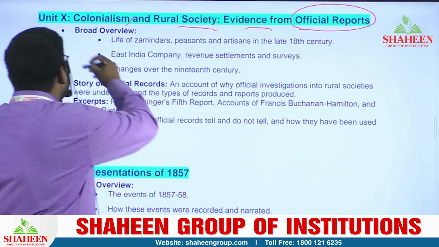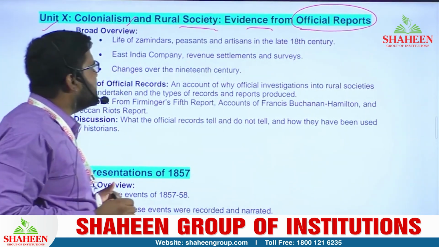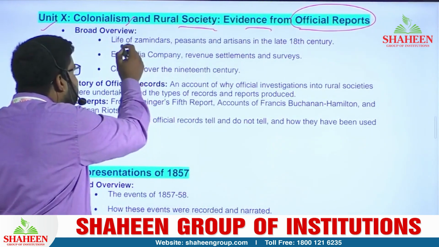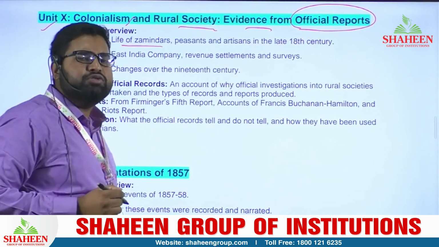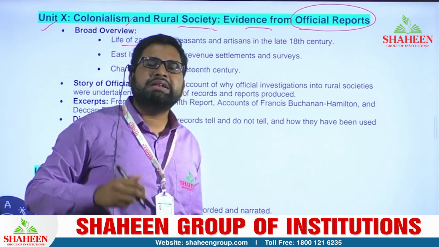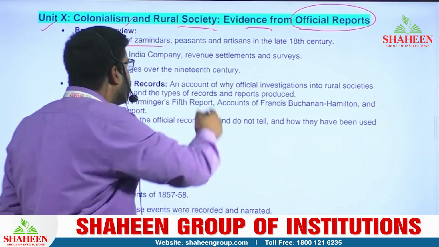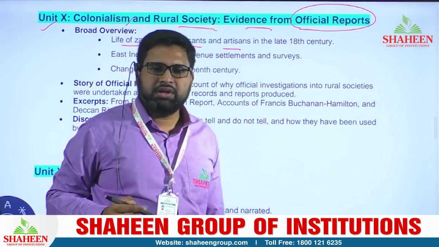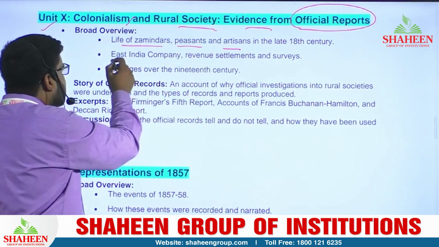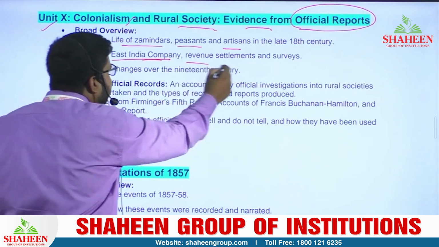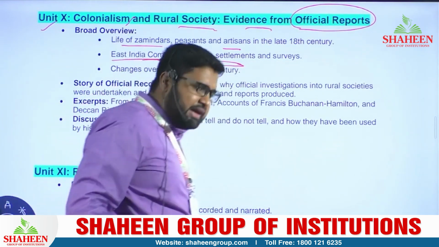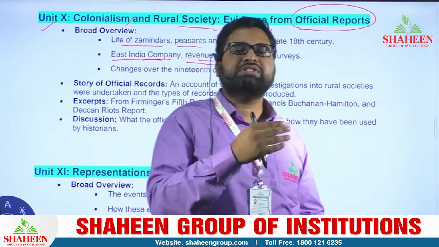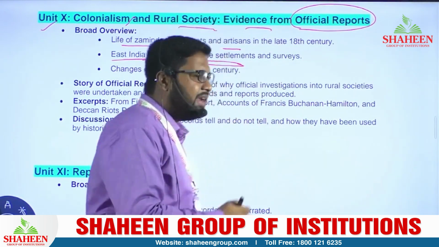Unit number 10, which is Colonialism and Rural Society, Evidence from Official Records. We will see the life of zamindars, how the zamindars influenced the life of common people, and how the peasants and artisans lived in the 18th century. This is very important. We will also see the East India Company, their revenue settlements, how they collected the revenue, and how they settled the different types of settlements on the basis of collecting revenue.